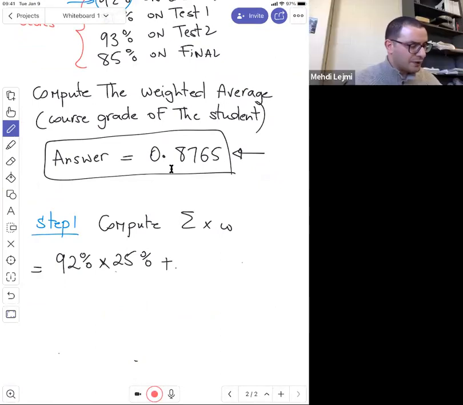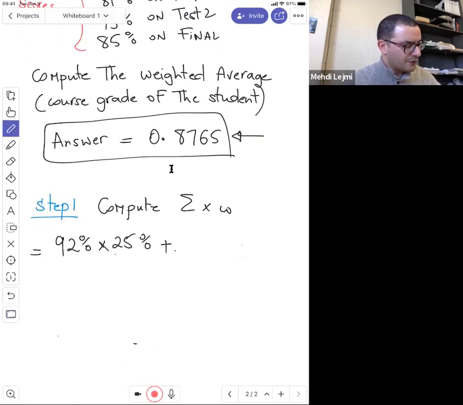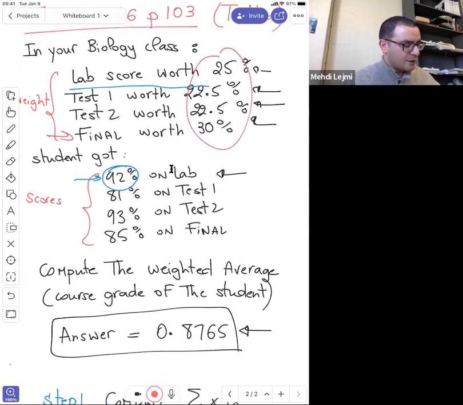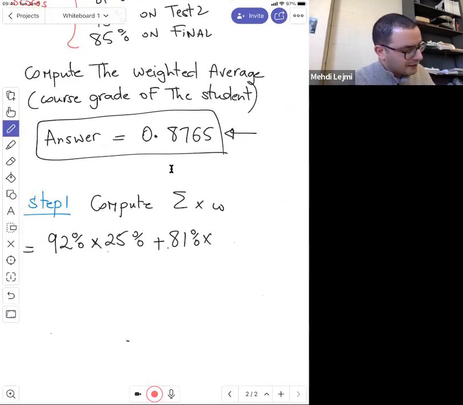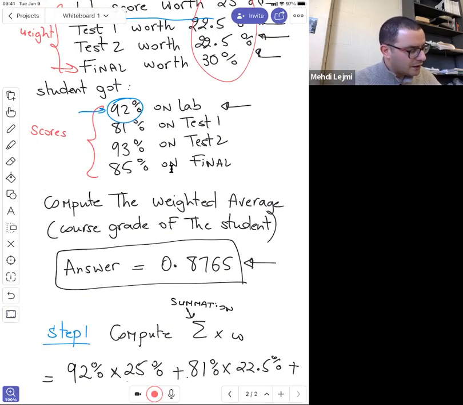Now next is the score on the first test. On the first test, he got 81%. So that's his score on the first test. So plus 81%, the student's score on the test, times what the first test is worth. The first test is worth 22.5%. So we multiply this 81% by 22.5%. We have a plus because of this summation. This is a capital sigma, it means the sum. Plus, next score. He got 93% on the second test, right?